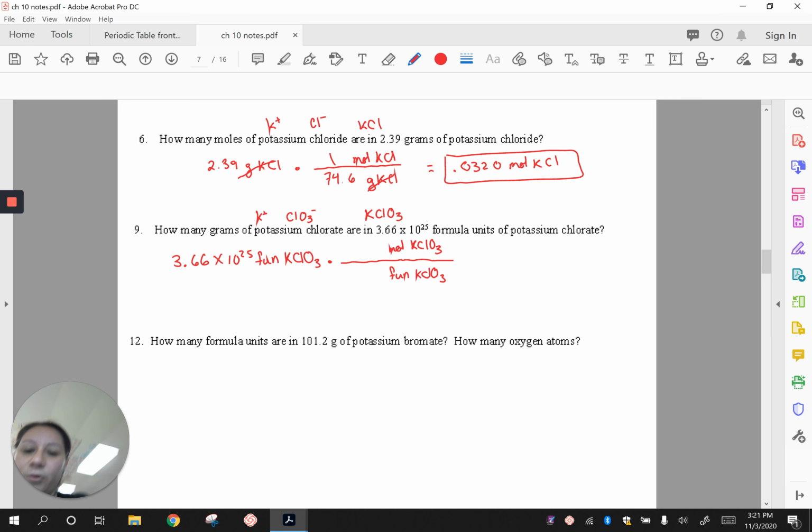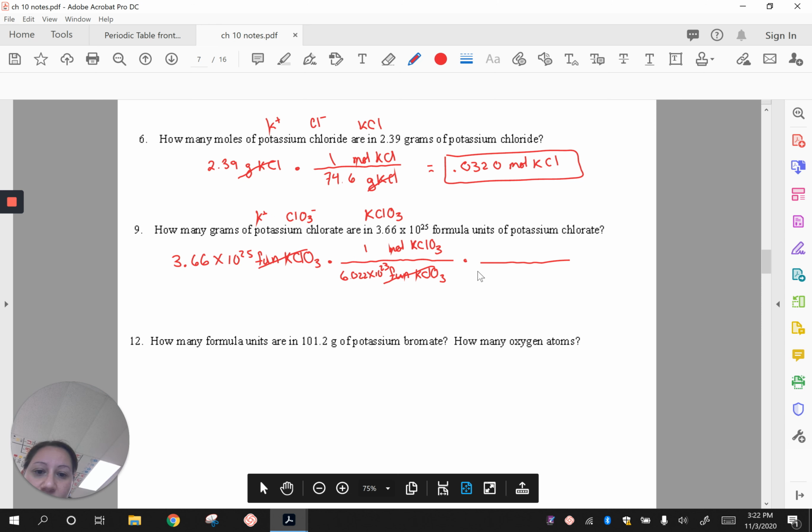Like I said, I always go with my units first and then I pick the numbers. So I know that 1 mole of anything is 6.022 times 10 to the 23rd particles. Now this gets rid of my formula units, and now I'm at moles. My units cancel and I get moles. That's not what I wanted. I wanted to go to grams. So now I can go from moles to grams. So now that I have moles, I'm going to put moles on the bottom here so they cancel.